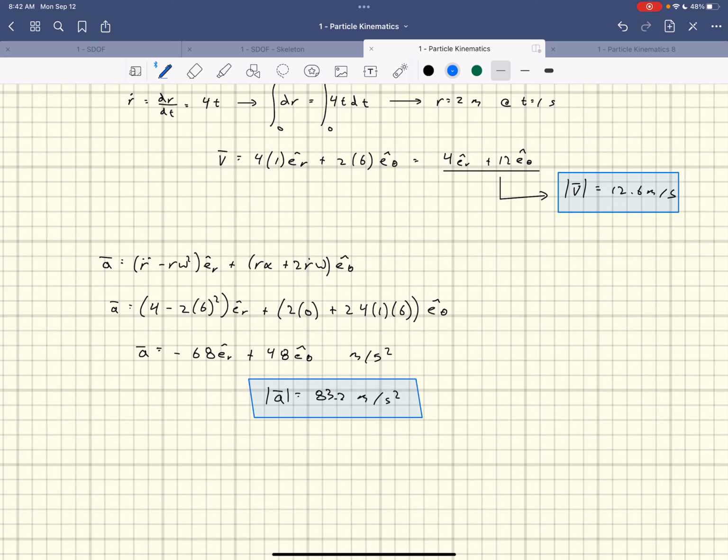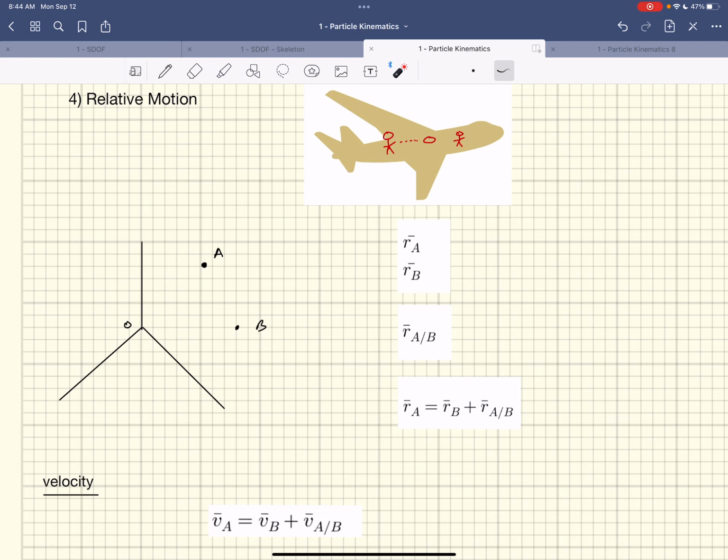But if I'm on the airplane and I'm throwing that thing, it's coming at me at 10 meters per second, or 10 feet per second, or 10 miles an hour, whatever unit we're using there. So sometimes we want to be able to define the velocity of that thing relative to the Earth versus relative to something else, right? And this is where relative motion comes in.